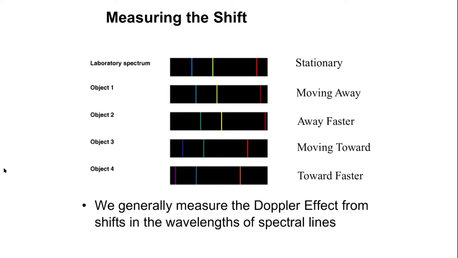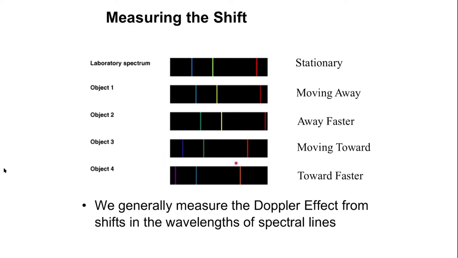Maybe this is the hydrogen spectrum, and you've got a red line and a teal line and a blue line, right? And you know from your laboratory work with hydrogen where those lines should be if that object were at rest relative to you. And so you can see, just by looking at the spectrum, this object 1 must be moving away from you. And this object 2 must be moving away from you even faster because all of those lines have been shifted to the right.